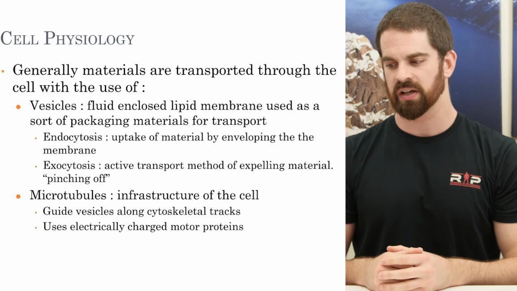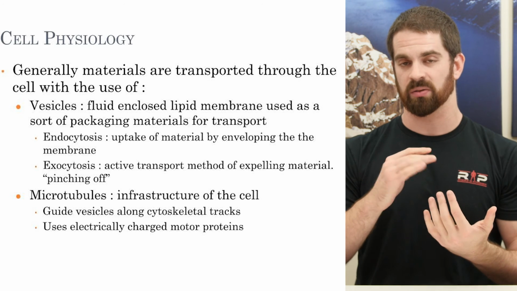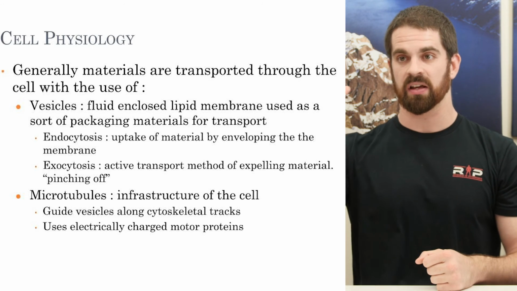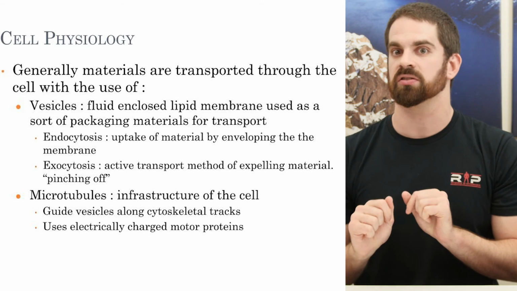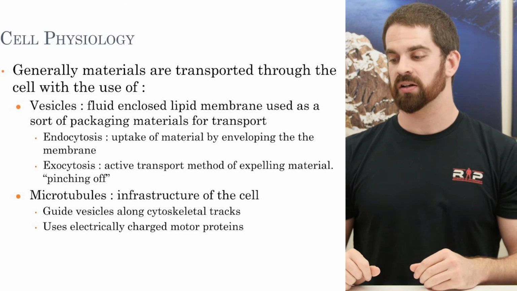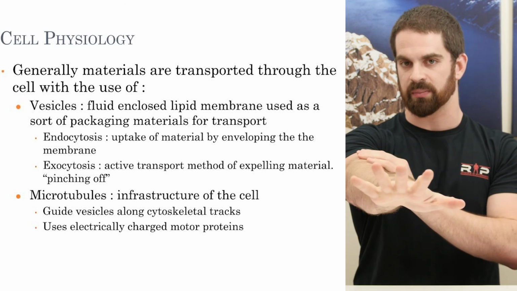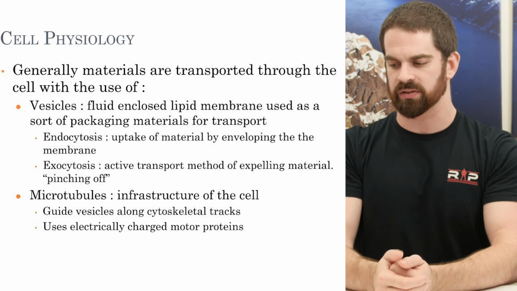That's endocytosis. Exocytosis is an active transport mechanism, which we'll talk about in a second, of actually expelling material. So this is when we have stuff that's inside the big booger and we're kind of pinching it off into a small booger to be sent off wherever it needs to go, right? So endocytosis is enveloping, right? Exocytosis is expelling material outside of usually the Golgi apparatus, but other organelles as well.